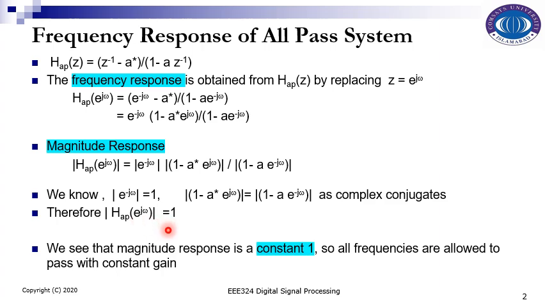The magnitude of H_AP of omega is 1. So that means that the all pass system has a constant magnitude response of 1, which means it allows all frequency sinusoids to pass through the system with a constant gain of 1. They are allowed to pass as they are. So it does not attenuate the signals at all. However, it may add a phase shift, but the magnitude response is 1.